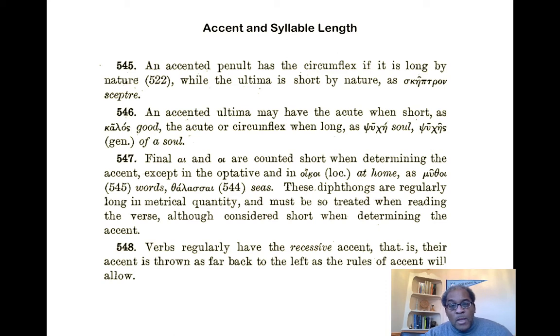Okay? Verbs regularly have a recessive accent. That is, their accent is thrown as far back to the left as the rule of accent allows. Okay? There are exceptions to the recessive accent, and we'll treat those as we come upon them.